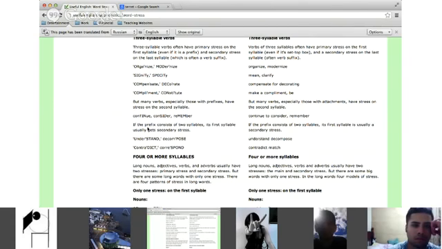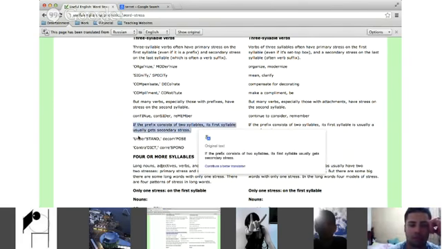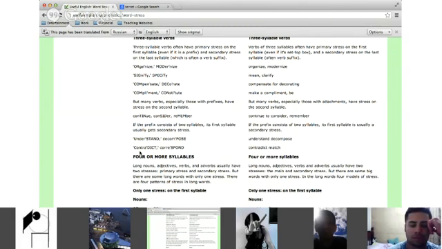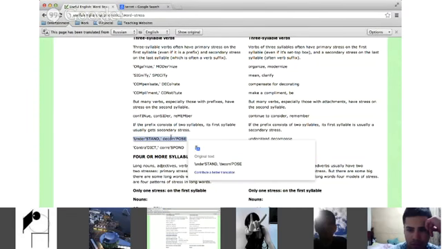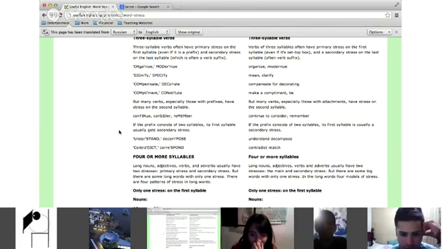So, if the prefix consists of two syllables, like under, contra, here's our prefix here. The first syllable usually gets the secondary stress. Understand. So there's a lot of small details in there to have to worry about.